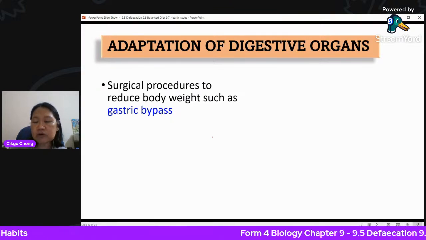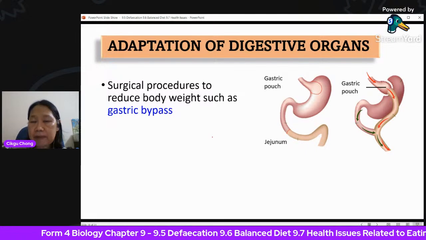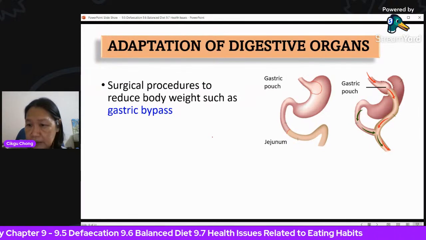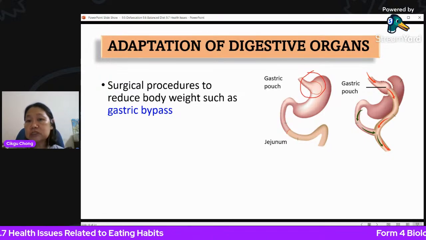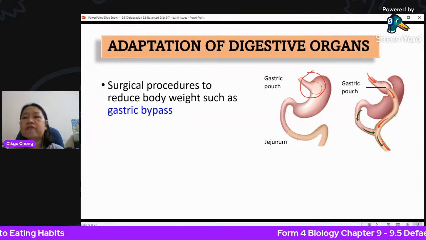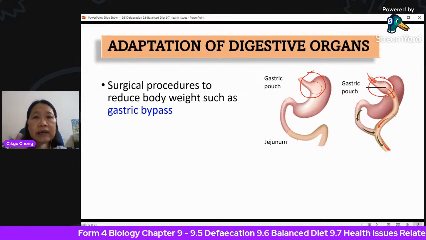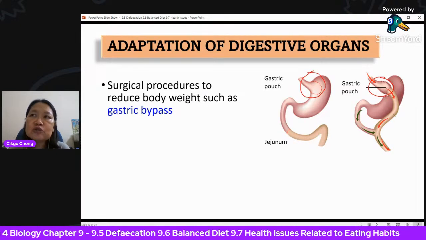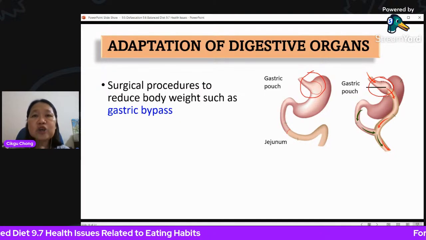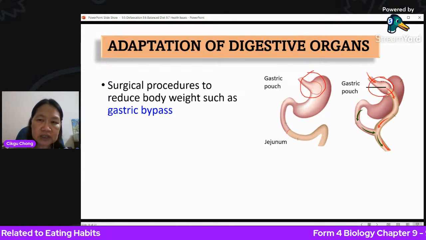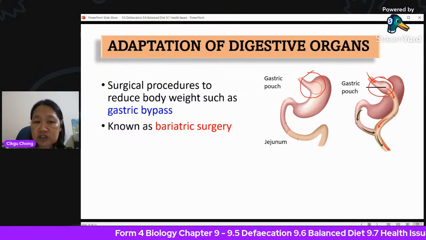If you want to rationalize carbohydrate, yes, you need it for making new cells, you need energy as well. Okay, I'll go back to this one. This is called reducing the size of your stomach, called gastric bypass. You take one portion of the top part of your stomach and join it to the jejunum. That means you shorten the pathway. So you've got a gastric pouch that will hold little food. It forces you not to eat so much because your stomach cannot even store that much food. This procedure is called a gastric bypass, or we know it by another name, bariatric surgery.